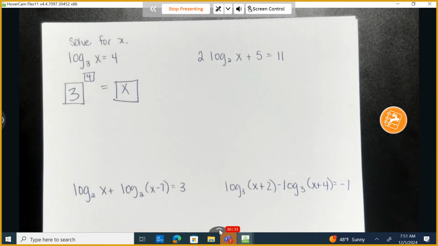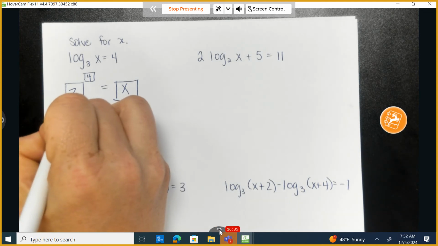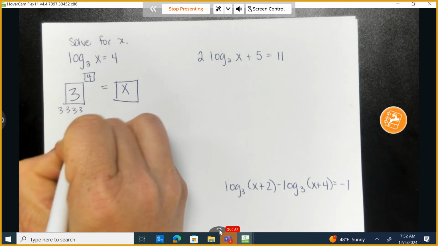So I'm asking myself, what is 3 to the 4th? A common mistake is people want to say 12. Remember, this means 3 times itself 4 times, which is 81.